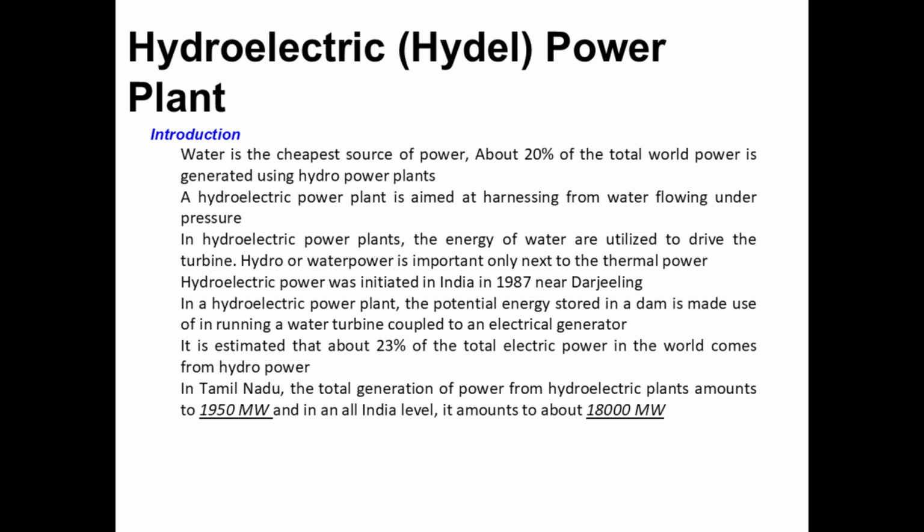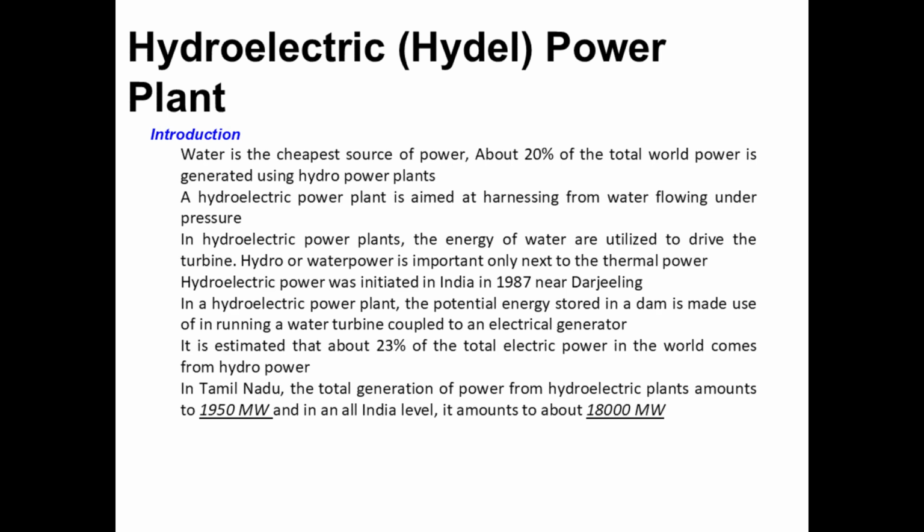About 20% of the total world power is generated using hydropower plants. A hydroelectric power plant is aimed at harnessing energy from water flowing under pressure. In hydroelectric power plants, the energy of water is utilized to drive the turbine. Hydro or water power is important only next to thermal power. Hydroelectric power was initiated in India in 1987 near Darjeeling.